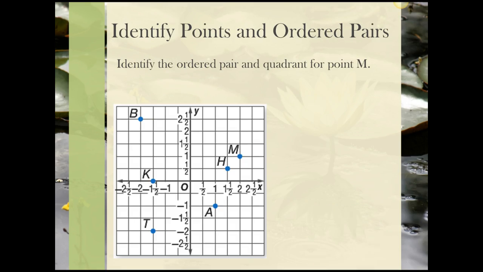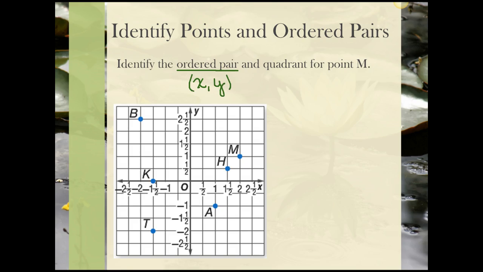Let's identify the ordered pair and quadrant for point M. On most coordinate planes, the x-axes and y-axes are labeled with the positive and negative integers. However, we're going to use this coordinate plane that goes in increments of 1/2. That does not change how we identify and name an ordered pair. An ordered pair is always the x value, or x coordinate, followed by the y coordinate.